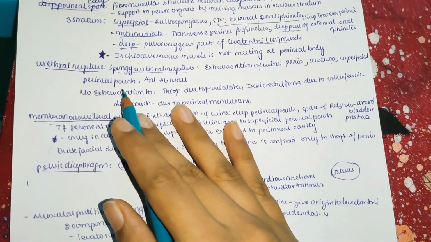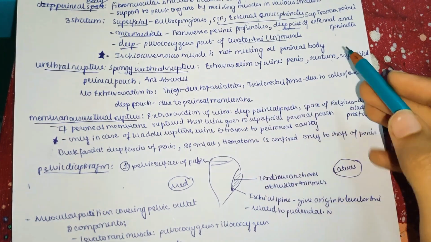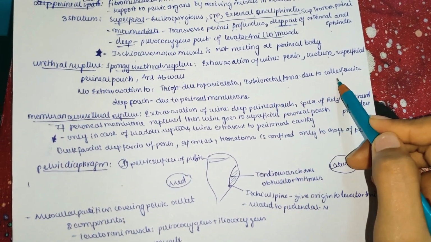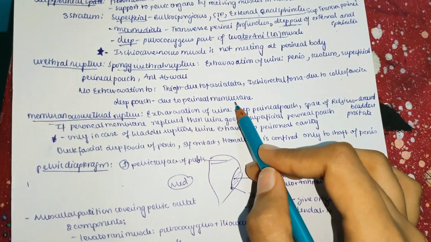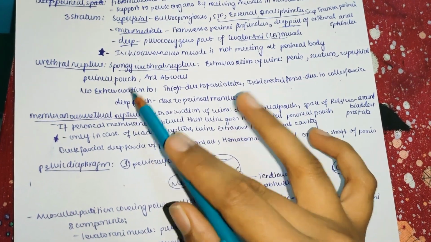So there is no extravasation to the thigh due to fascia lata, no to the ischiorectal fossa because of Colles fascia. Deep pouch is protected due to the perineal membrane. As there is a perineal membrane, they can't go to the deep pouch.